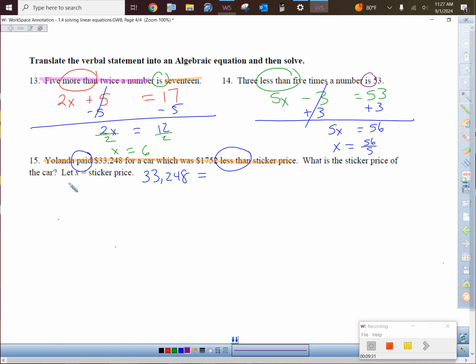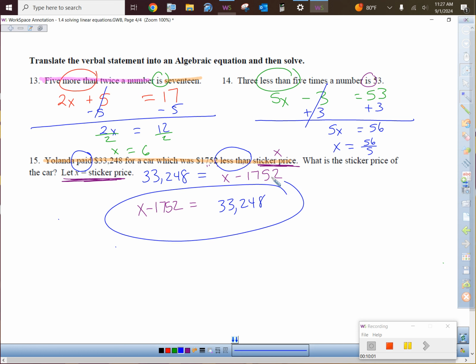Well, do you see how they say, hey, let X be the sticker price? So here's the sticker price, that's really X, and then we want to do 1752 less than X, so backwards phrase. And when you type this in homework, it's not actually going to want this answer. Even though this is correct, this is totally correct, they want you to have the purple stuff on the left side of the equal sign and the blue stuff on the right. And I wish the homework wasn't picky like that because both of these equations are the same thing, but this is the way the homework's going to want it.